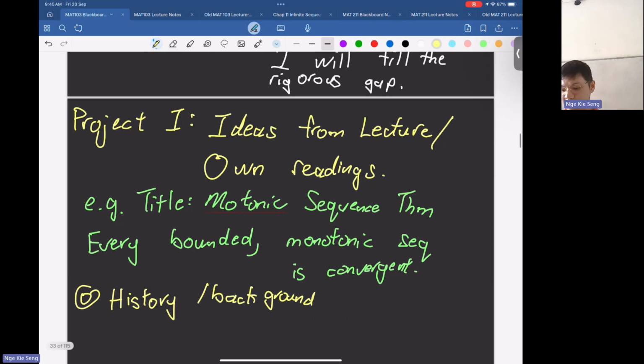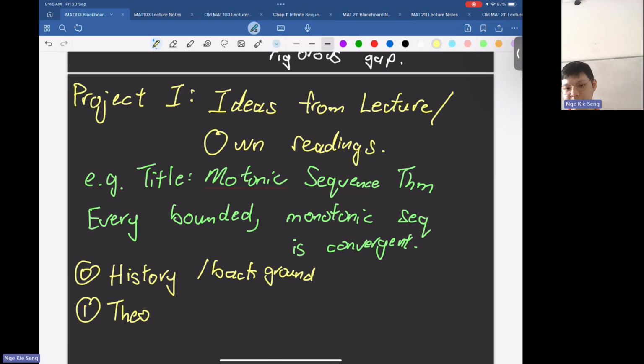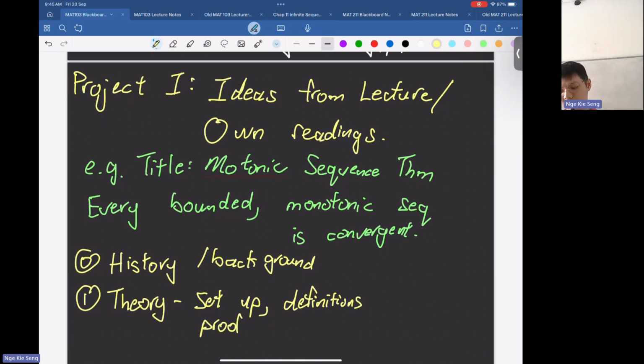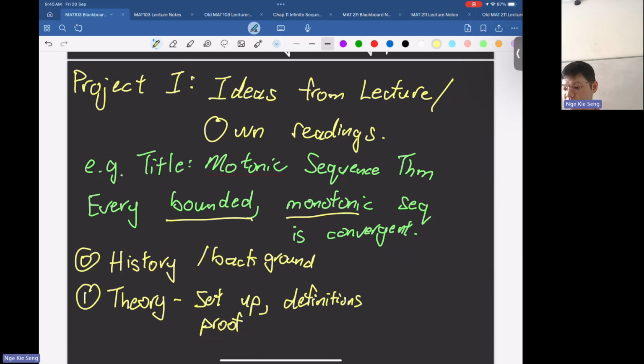Next, you will put your theory in. You need to set up your theory. How do you set it up? You need the definitions or some statements that you need to prove your theorem. In this case, how many words are there? 1, 2, 3. These 3 words, maybe 4 words. You need to introduce to me what a sequence is, what a monotonic sequence is, what a bounded sequence is, and what a convergent sequence is. You need to introduce all the words first and then prove.